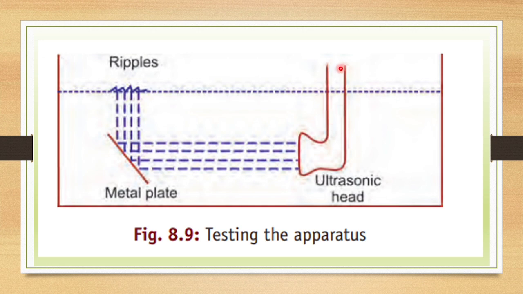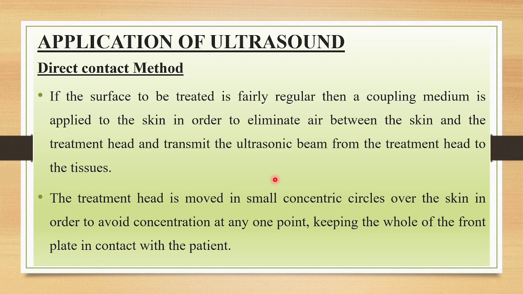So before starting a treatment on the patient, we will be checking it with a container filled with water, alternately switching on and off. During switch on, because of the transmission of the ultrasonic waves, we can see the ripples or bubble-like streaks over the water surface. This is how we can find that the machine is perfectly working.